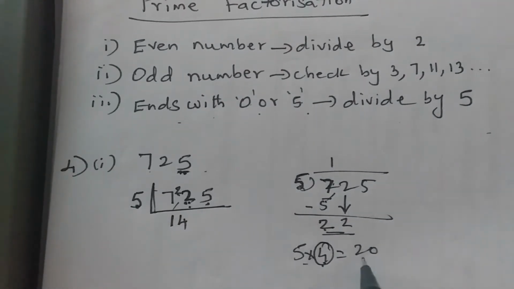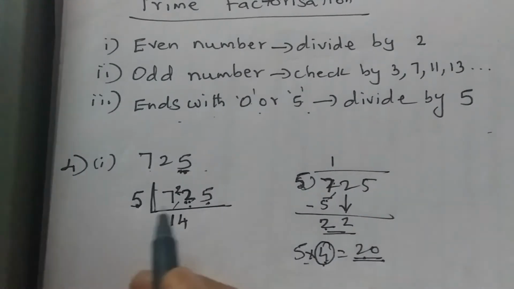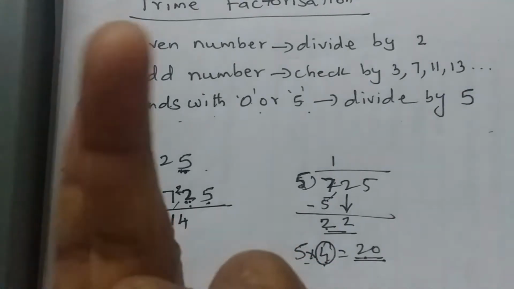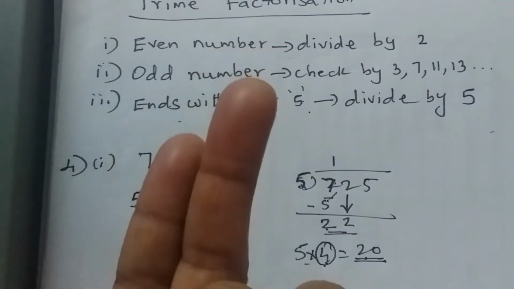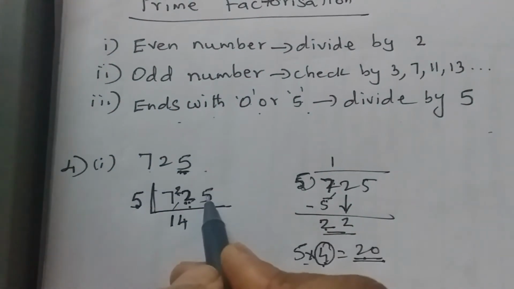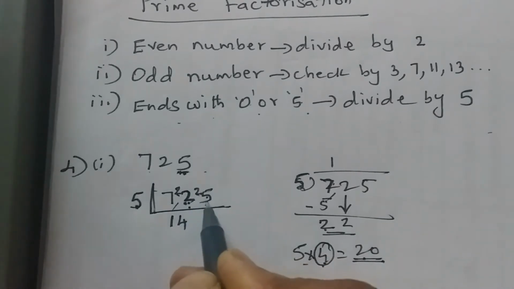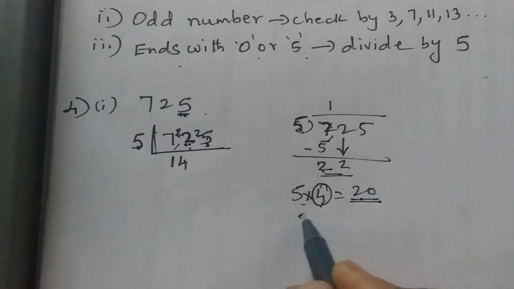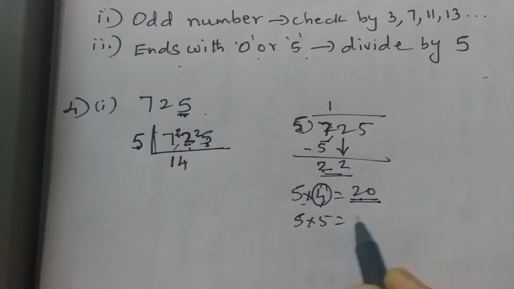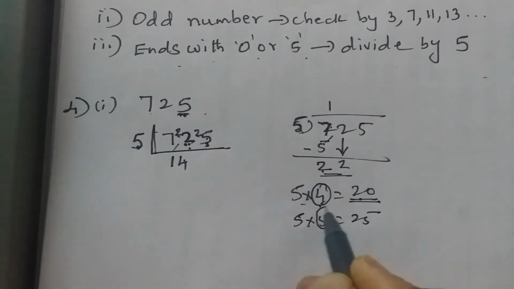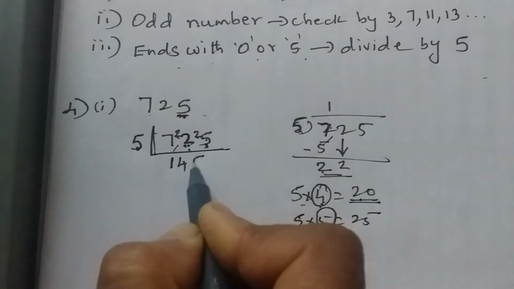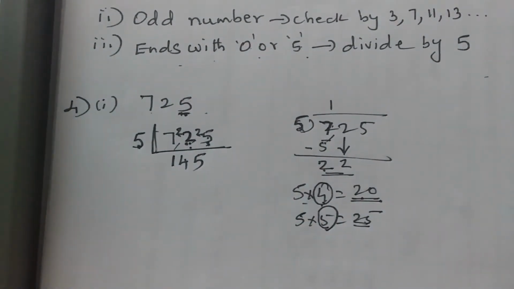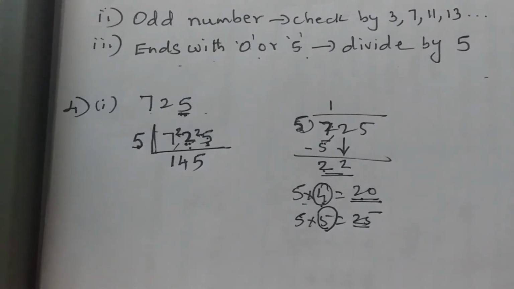5 fours are 20. After this 20, you count till 22: after 20, 21, 22. What is the remainder? 2. What will you do with the 2? Carry it with the next number, 25. So till 25 comes, 5 tables. Yes, 5 fives are 25. So what is the quotient? This middle number is the quotient. 5 fives are 25 and the same 25, no remainder. Division is over. Okay, now continue.